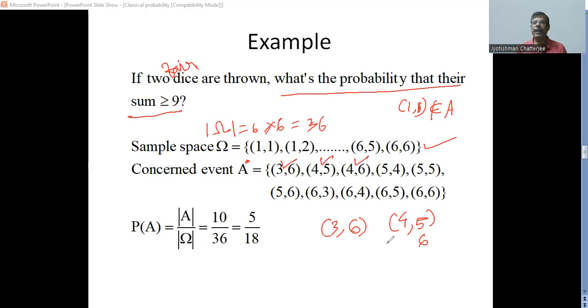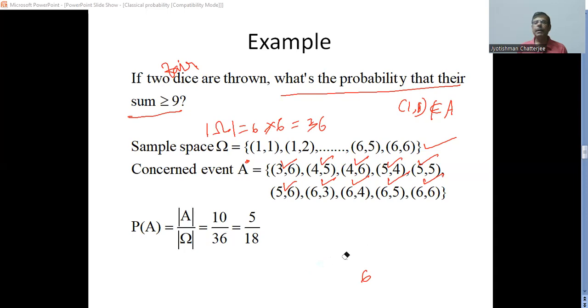Similarly, when you take the first element as 5, then the second element can either be 4 or 5 or 6. So that's why we are getting 5, 4, 5, 5, 5, 6. And when the first element is 6, in that case, we can get 6, 3, 6, 4, 6, 5, and 6, 6.